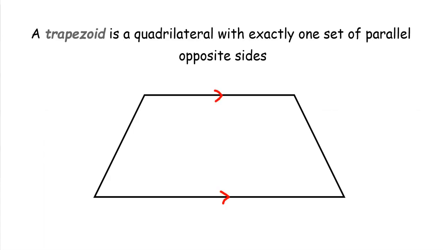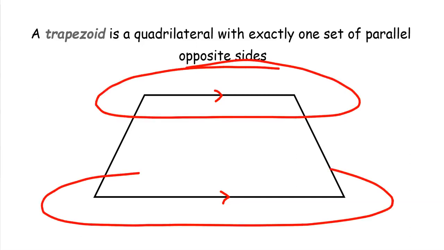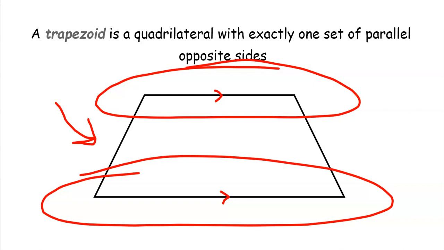And a trapezoid, by definition, is just a type of quadrilateral that has exactly one set of parallel sides. In this case, it is the top and the bottom sides that are parallel, and we call those the bases. And we have two non-parallel sides that connect those bases. So go ahead, pause the video, copy down the definition of trapezoid, come back when you're ready to move on.